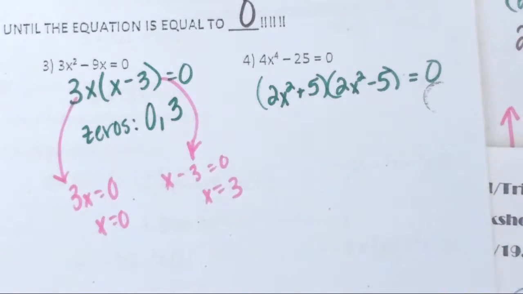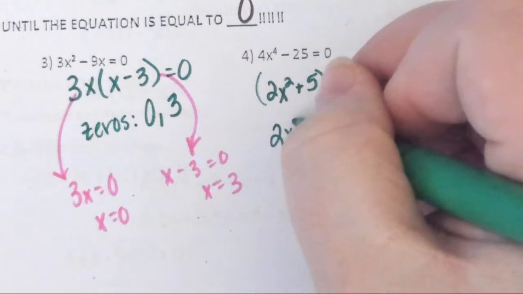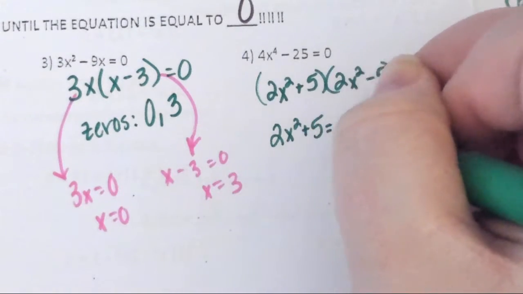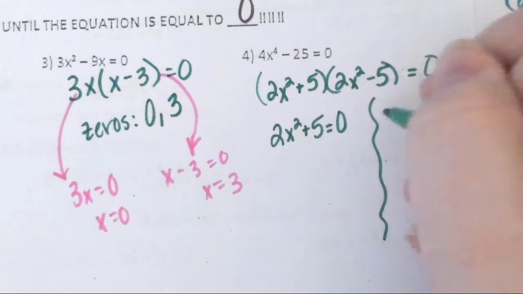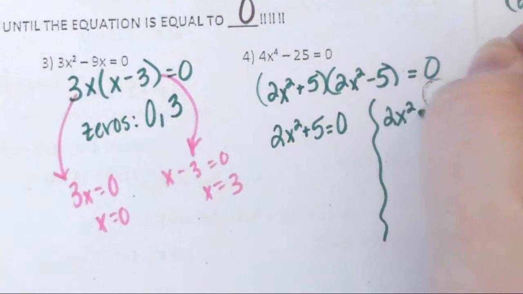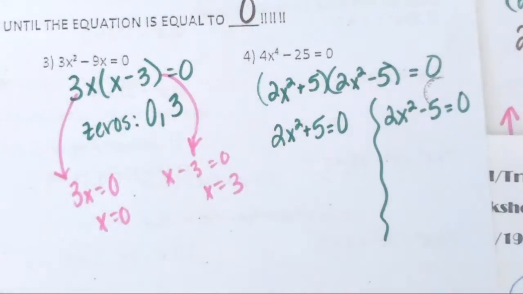So I'm going to have to set each of these equal to 0. So if I set 2x squared plus 5 equal to 0, and I set 2x squared minus 5 equal to 0, now I would have kept factoring, but I didn't know how to factor that. So this is my next option. I'm just going to have to solve.